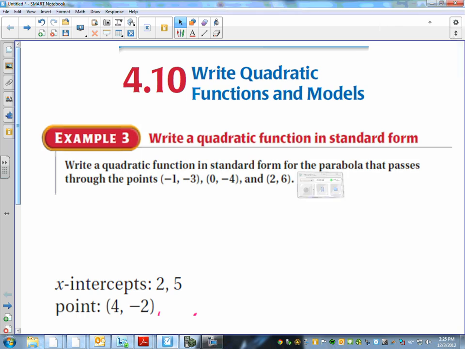Bonjour, Algebra 2 kids. So we're doing section 4.10, write quadratic functions and models. All we're doing today is typing points and tables into our graphing calculator and then writing quadratic equations.